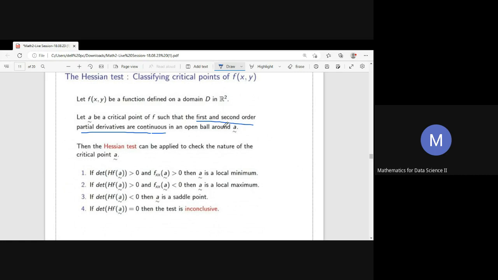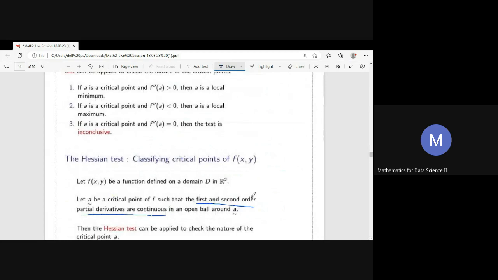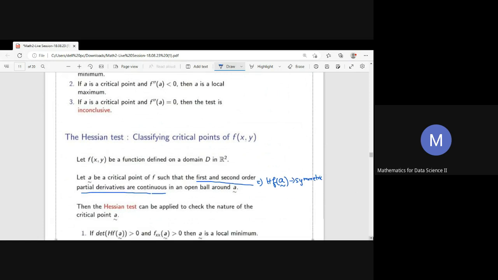So what happens if this is the case? Your fxy equals fyx, it does not matter. So this matrix is going to become a symmetric matrix. What does this guarantee? This guarantees that your Hessian at a tilde is a symmetric matrix. What are symmetric matrices, by the way?